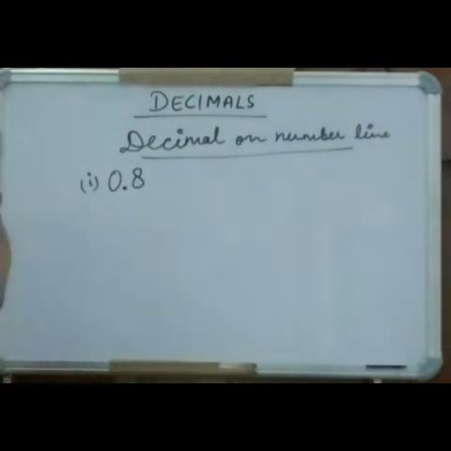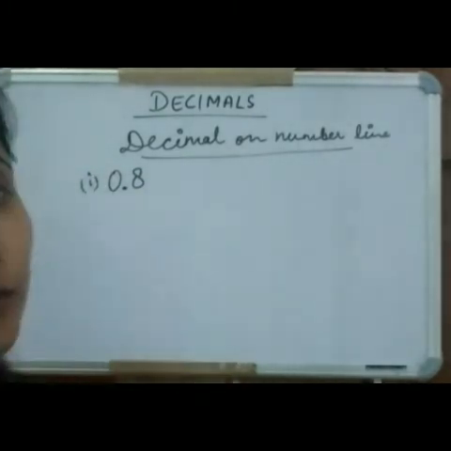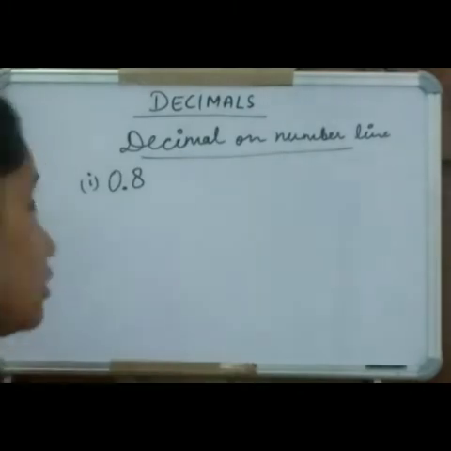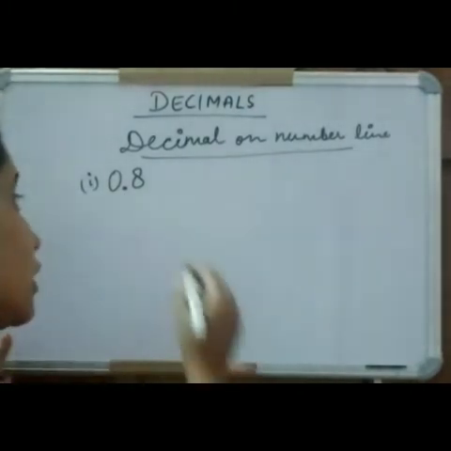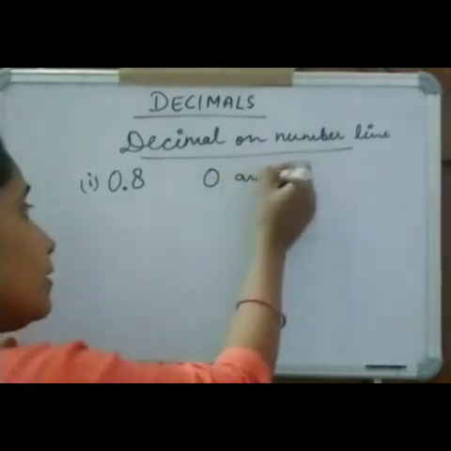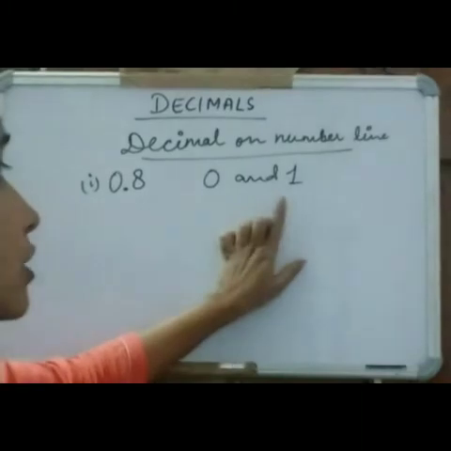Now here also, we have done number line in fraction also. So here also we will do number line. First of all we will see that 0.8 is coming between which numbers? 0.8 means it will come between 0 and 1. Okay, it is coming between 0 and 1.